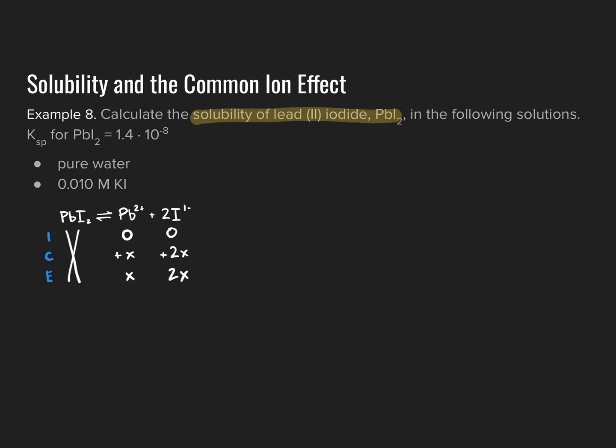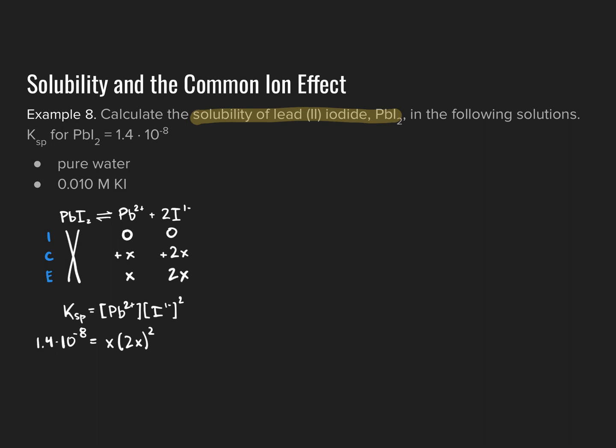So we've got an ice table, and now let's go ahead and set up our KSP expression. The KSP would be equal to the concentration of the lead-2 ion times the concentration of that iodide ion, which gets squared. And from here, we will insert our equilibrium concentrations defined in terms of x into that KSP expression. My KSP again was 1.4 times 10 to the negative 8th. That is now equal to the lead-2 ion's concentration of x times iodide's concentration of 2x, which again gets squared as a quantity.